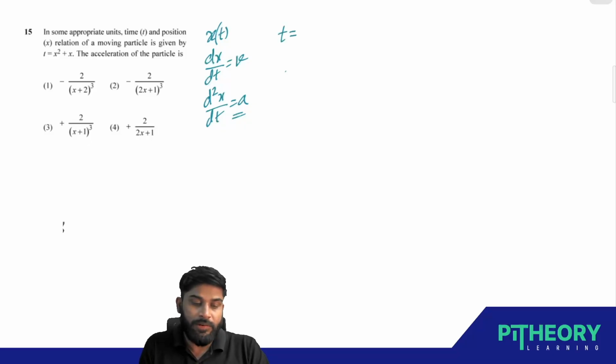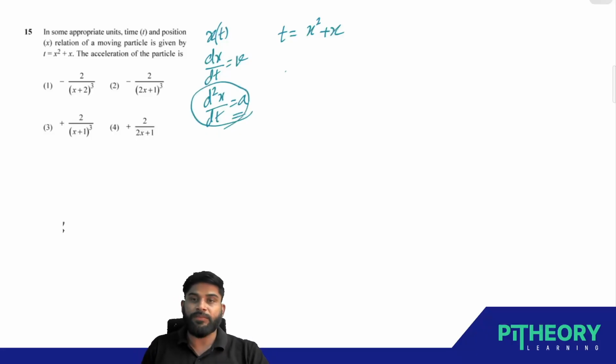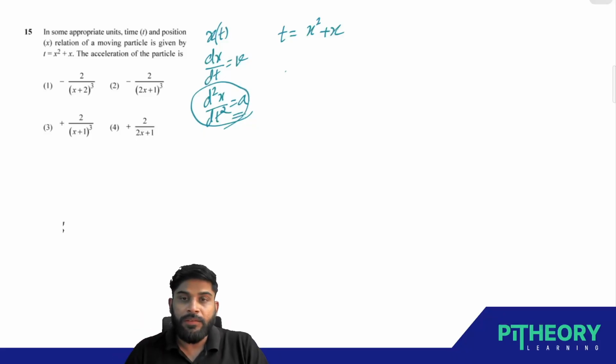It is given t is equal to x square plus x. So how can we do this? We need to find acceleration, which is nothing but d square x by dt square, right? So dt square it is, not dt. So let's find this one.